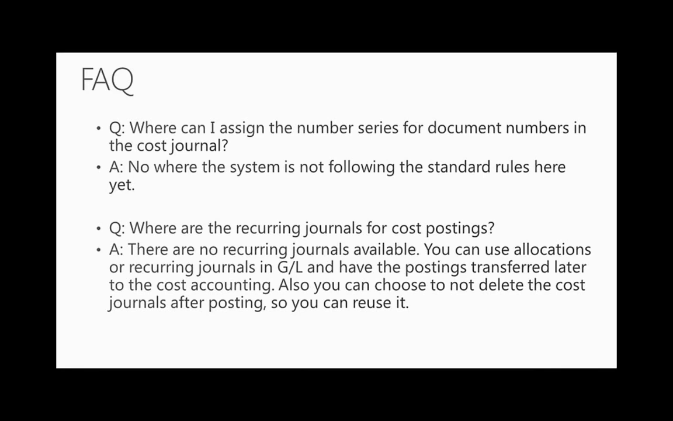So you cannot select number series for document numbers in the cost journals. That is not possible currently. And you also have no recurring journals for cost postings. But you can either use an allocation to do recurring postings, or you can set the cost journal to a value so that it will not be deleted after posting, so you can reuse it.